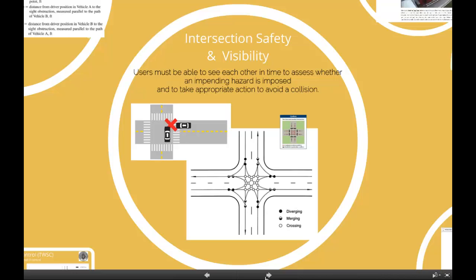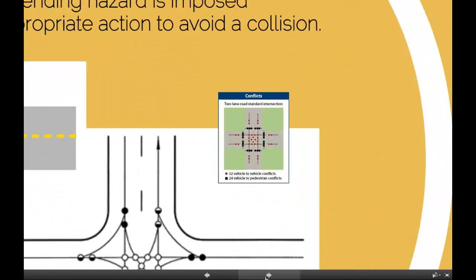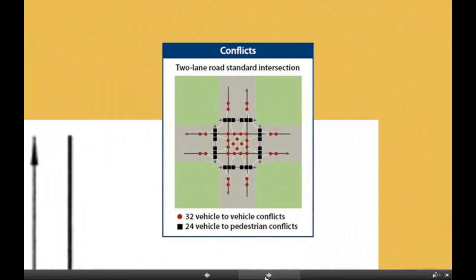for all users. In this exhibit of vehicle-to-vehicle conflicts, we find 16 potential crossing conflicts, plus 8 merging conflicts, and 8 decision points for diverging. Upon further examination, we find an additional 24 points of potential vehicle-to-pedestrian conflict.